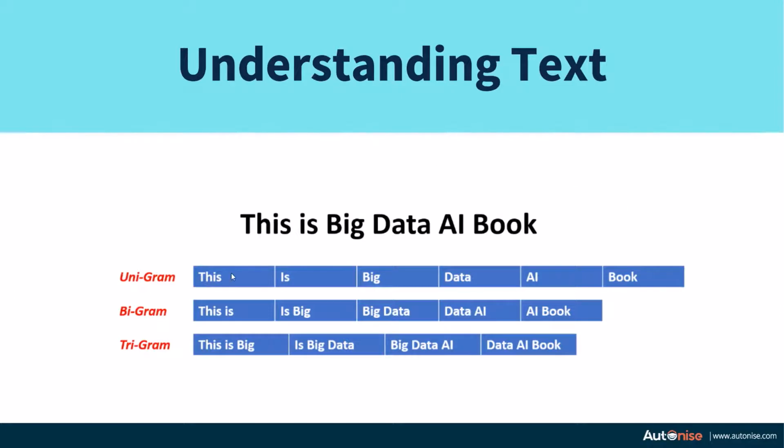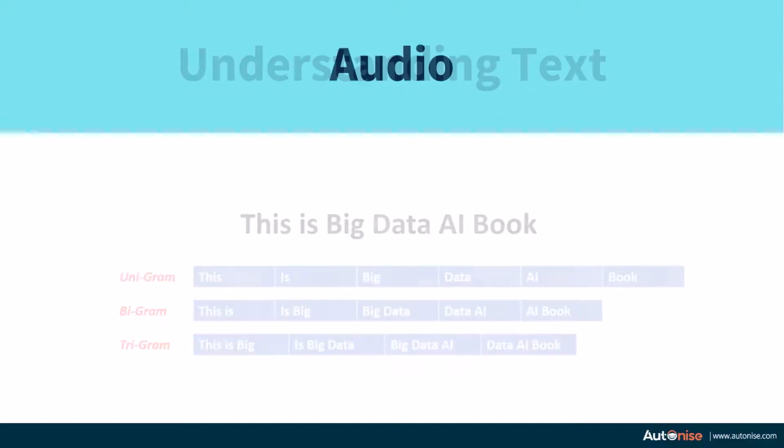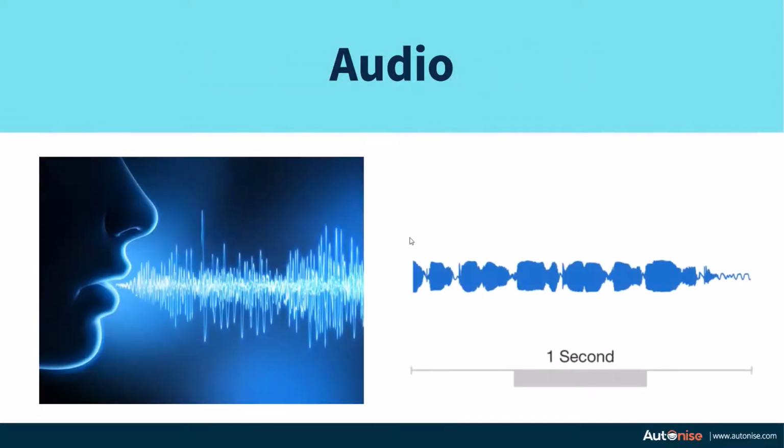So this is how you process your text into numbers so that the neural network is able to understand it. Next comes the audio data. So these are the three popular kinds of data sets. The first being the images, next being the text or the chat, and third being the audio.